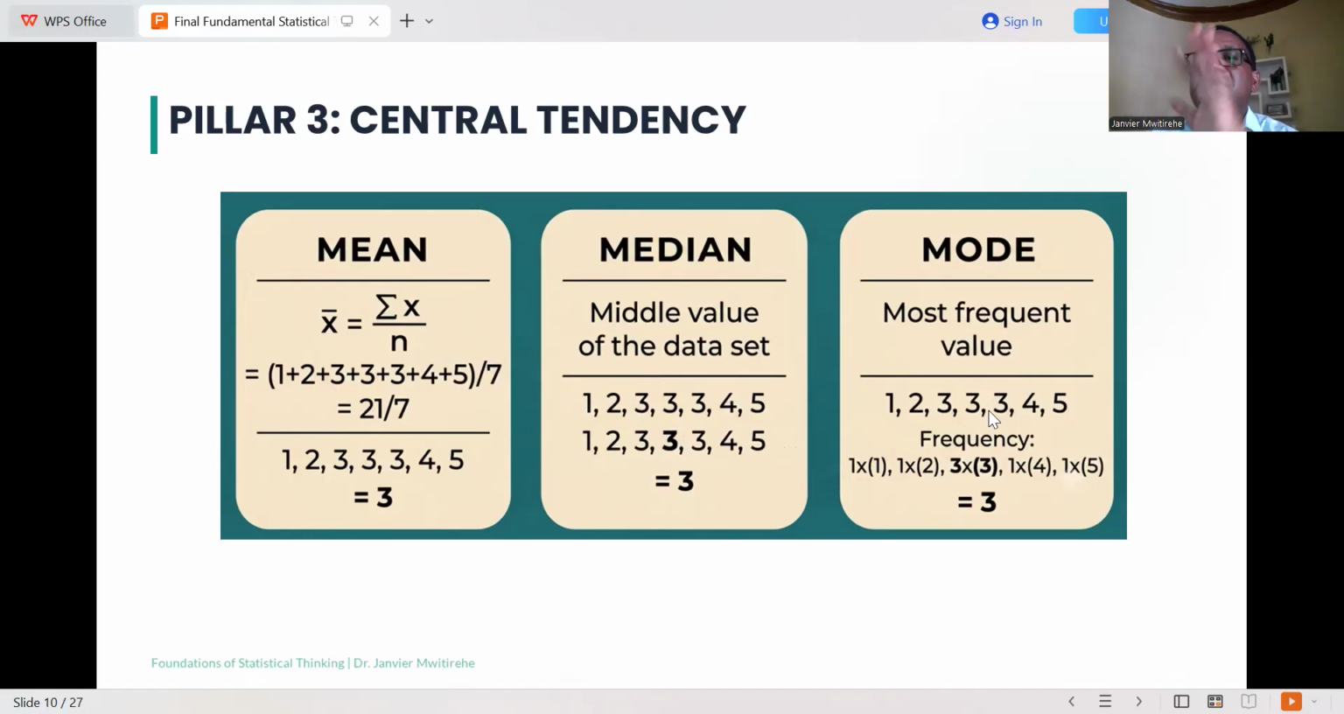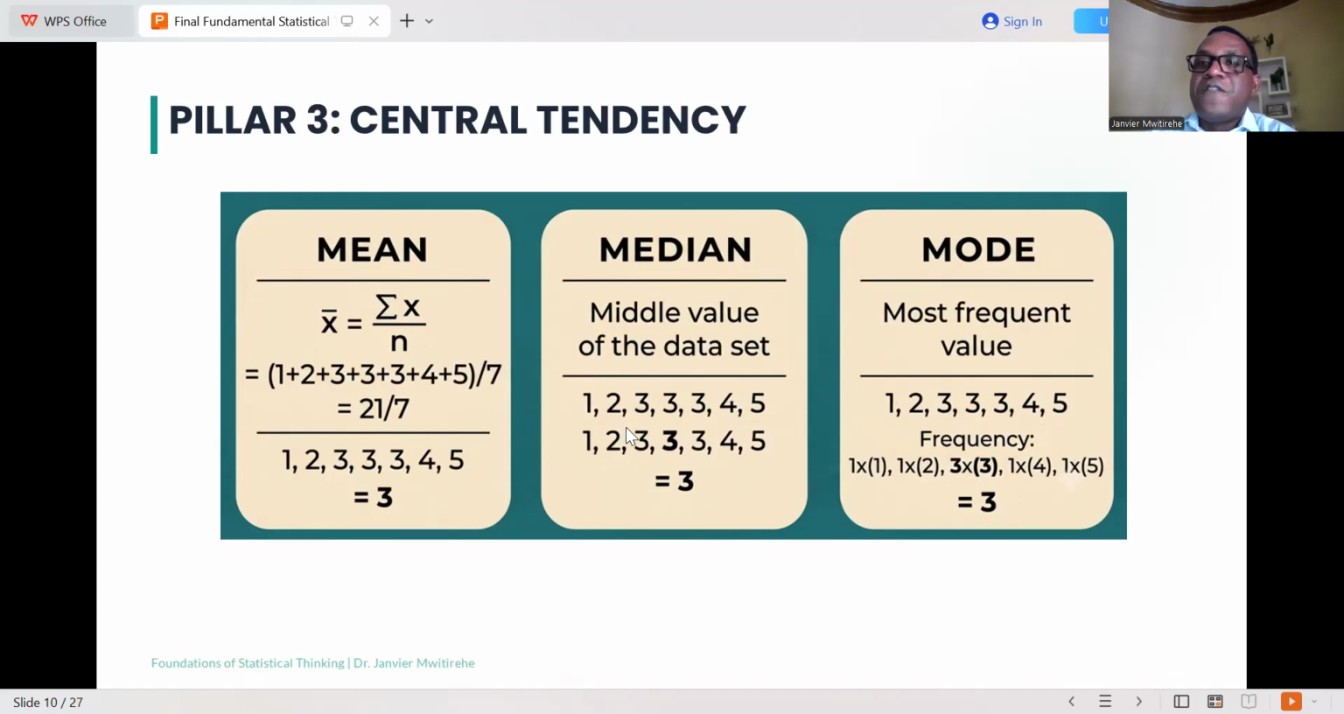And mode, choosing the most frequent value, can be 1 mode or 2 modes or 3. But here we have only 1 mode because we have only 3. So we got the value 1 once, the value 2 once, but the value 3 three times. The 4 appeared once, the 5 also appeared once. So the most frequent value is 3. So those are the 3 typical values.